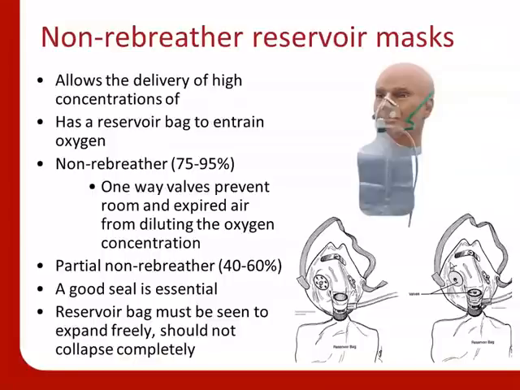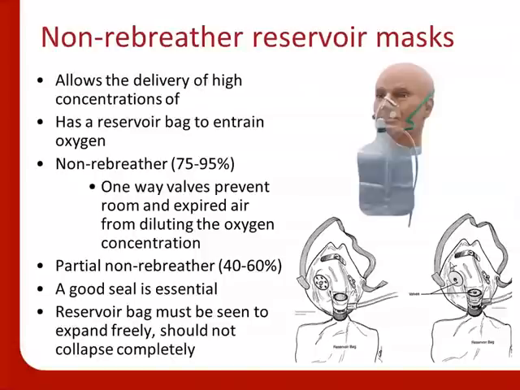If you take those one-way valves away, you end up with a partial non-rebreather. So you get mixing of that high oxygen concentration in the reservoir bag with air from the room or exhaled air. And so that's a little bit lower, anywhere from about 40 to 60%.